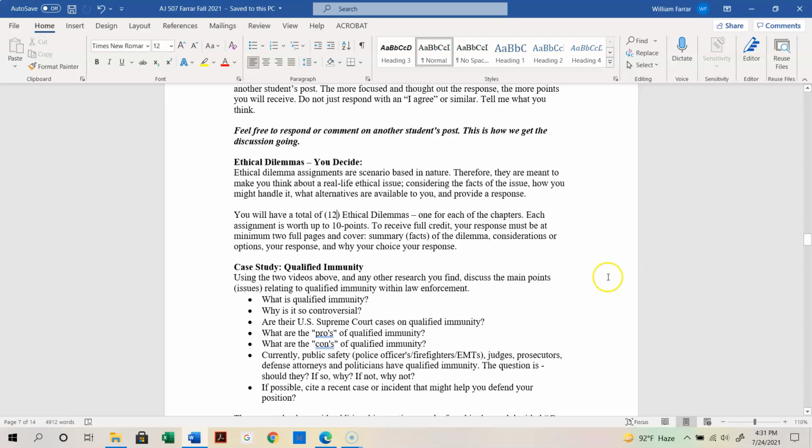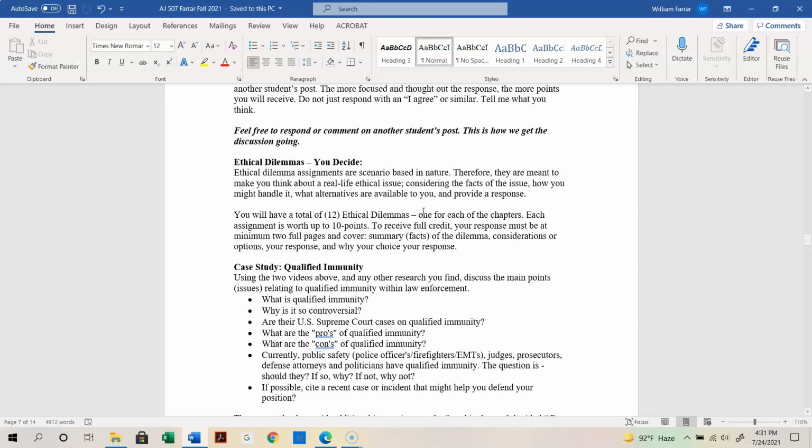I have here one for each chapter, but on the days that you have your chapter exam, I took that out. So there were 14. Now there's only going to be 12. So just understand there's only 12 of the ethical dilemmas, because 2 of those days you have chapter exams. So each assignment's worth up to 12 points.